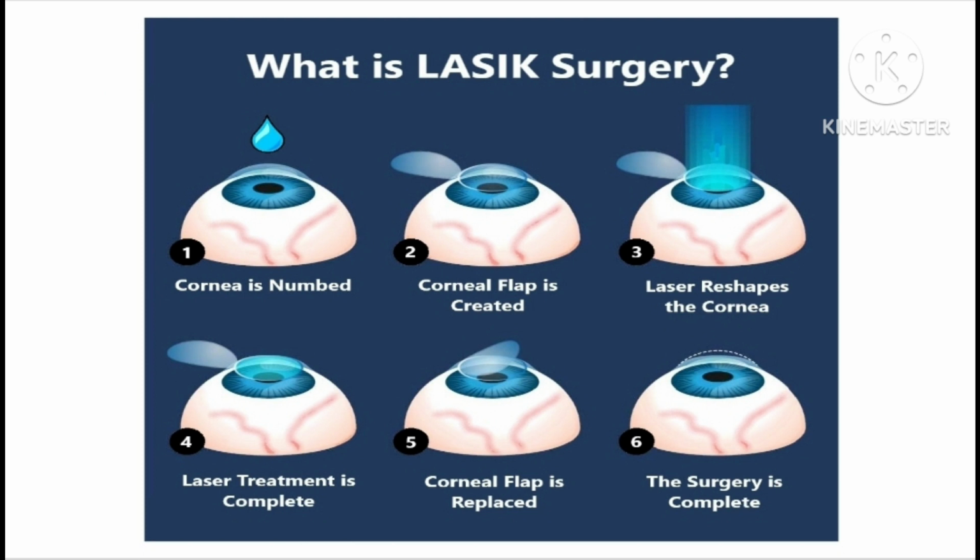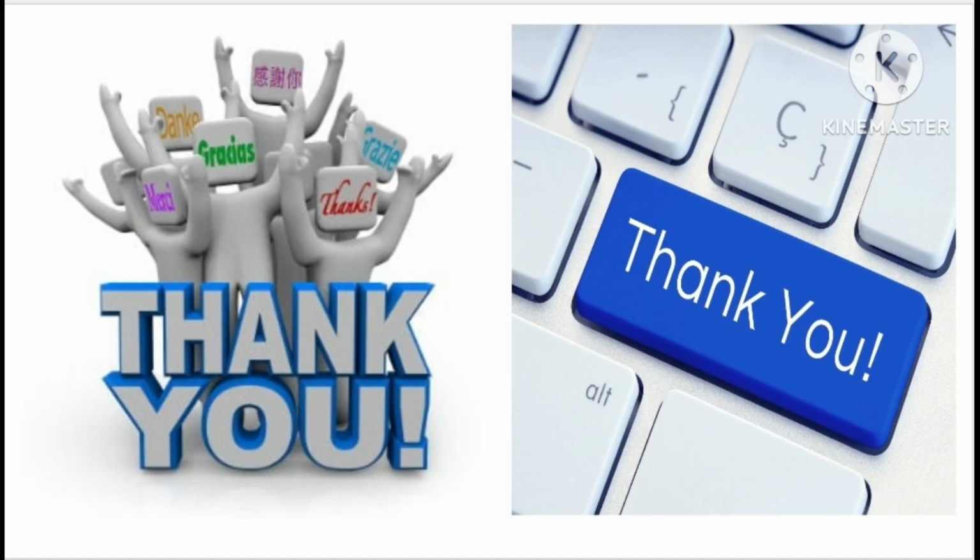The most common one is the LASIK surgery, that is laser assisted in situ keratomileusis. In this LASIK surgery, first the cornea is numbed by giving an anesthetic, then the corneal flap is created, and then laser is given to reshape the cornea, and the cornea is made more flattened. When the laser treatment is complete, the corneal flap is replaced and the surgery is complete. This can be used to correct up to 6 diopters of myopia.